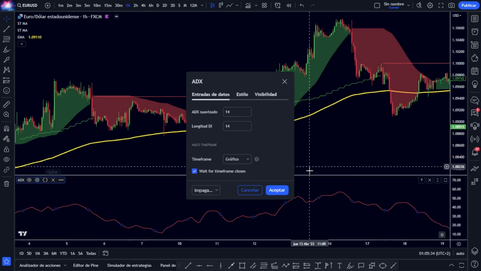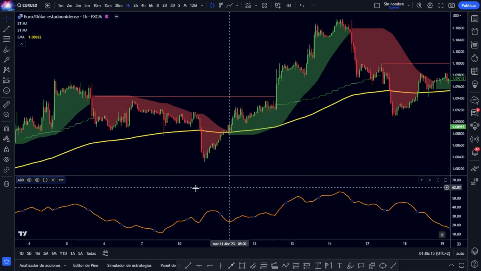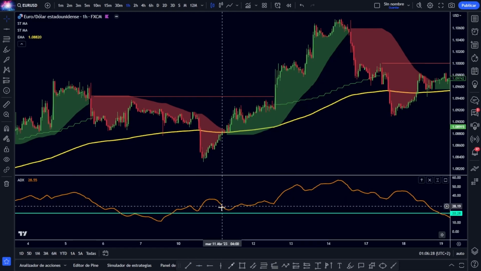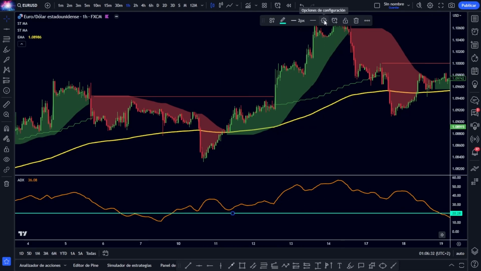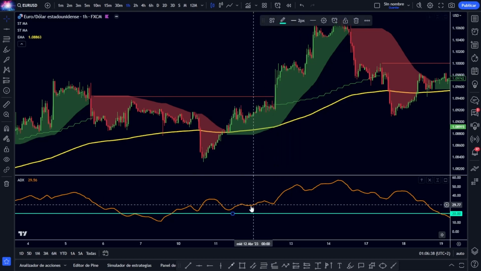And now let's go with our lower indicator, the ADX. We will not touch anything in the data entry part, and in style you can choose the colors that you like. I'm going to put orange, for example. We give it to accept. And now I am going to add a horizontal line just in the zone of the 20 points of the ADX. You can go here, to configuration, and in coordinates you mark 20 to adjust it to the millimeter.